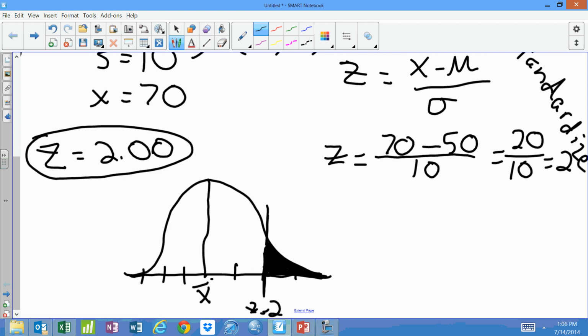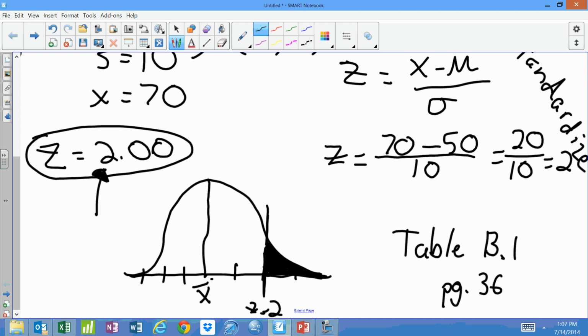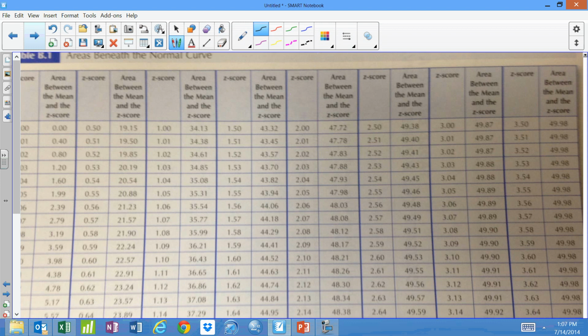So to actually figure out what proportion that represents, we need to look this value up in our table. And your table is in the back of your book. It's table B1. It's on page 368 and 369. I think it covers a couple pages there. And I'm going to just scroll over here. Remember, we got z equals 2, and I'm going to go to my next slide here. And I took a picture of that piece of paper, so excuse me, it's not super clear.